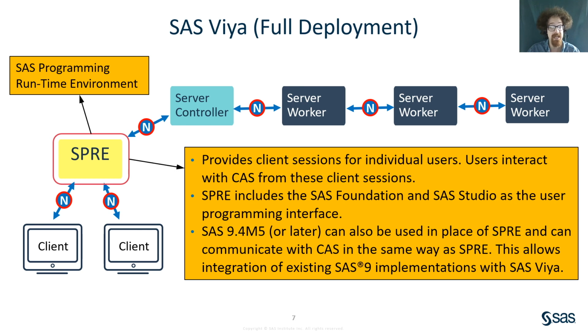You can execute the same type of SAS code in that SPRE session that you may have been doing for years. In fact, SAS 9.4 M5 or later or a newer version can also be used in place of SPRE. This allows you to integrate existing SAS 9 implementations with SAS Viya. Now, of course, if you don't have an existing SAS 9 implementation, the SPRE environment comes with Viya on its own.